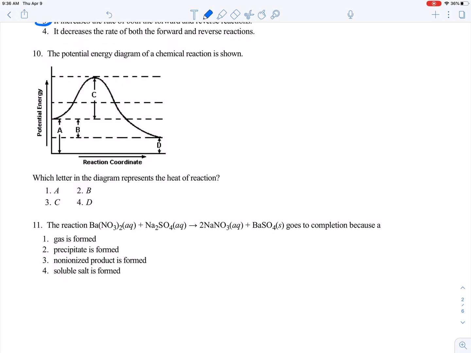Number 10, a potential energy diagram of a reaction is shown. So there's different things you could look at here. First of all, we would say that this is an exothermic reaction. The question is asking for the heat of reaction. Heat of reaction is delta H, the change from start to finish. So here's the start, here's the finish. The lettered interval that represents the difference between my starting point and my ending point is interval B.